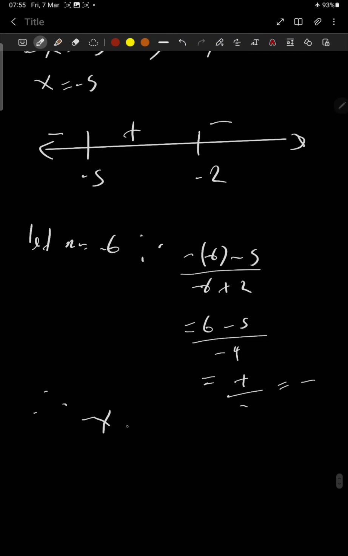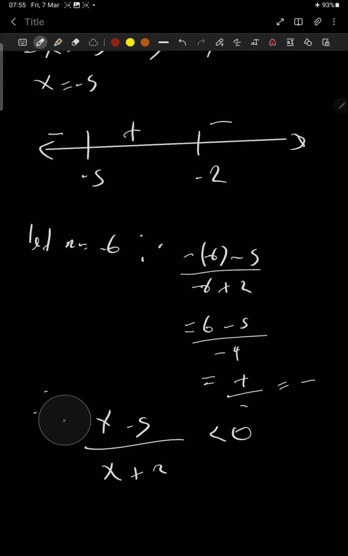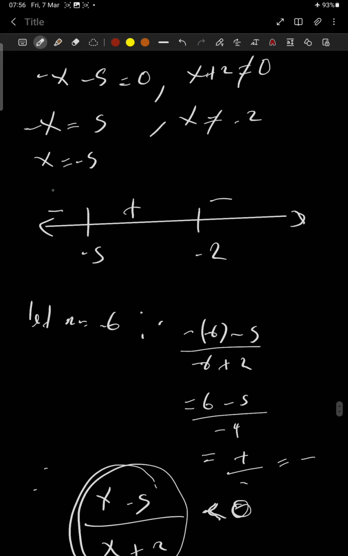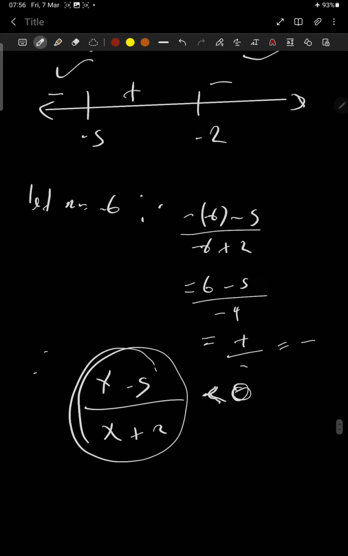Now guys, here you have to pick a region. Negative x minus 5 over x plus 2 less than 0. You have to pick the right region. Now notice here we're saying our rational inequality, the tail. It's less than 0. Now which sign is less than 0? The positive sign or the negative sign? The sign which is less than 0 is the negative. So your answer will be in this region and in that region.